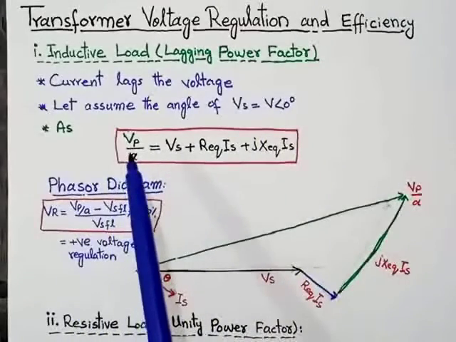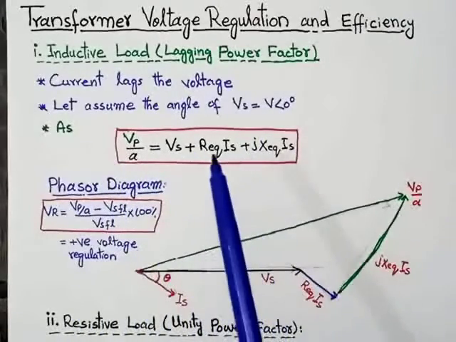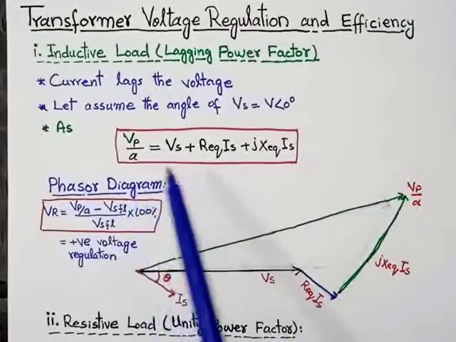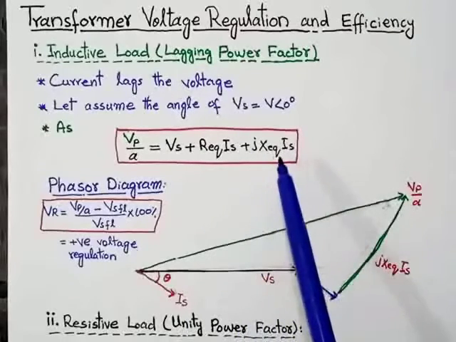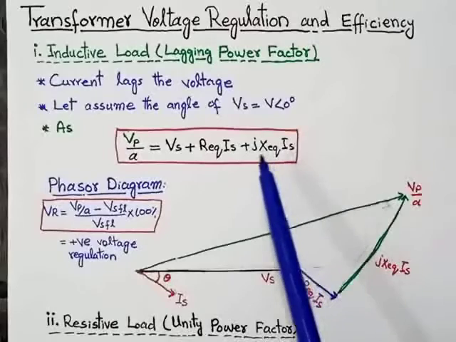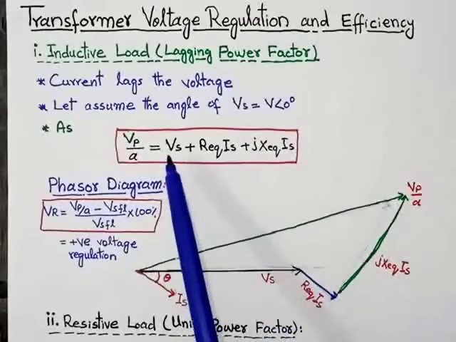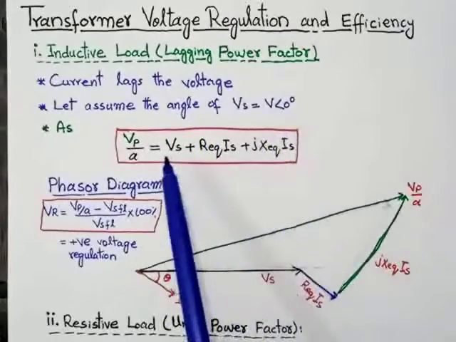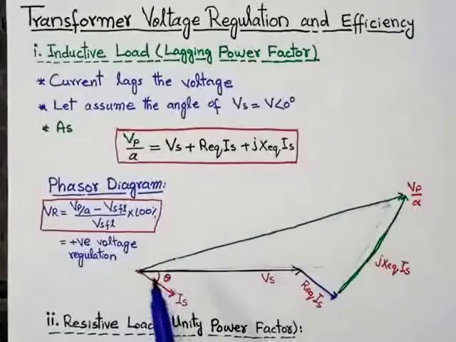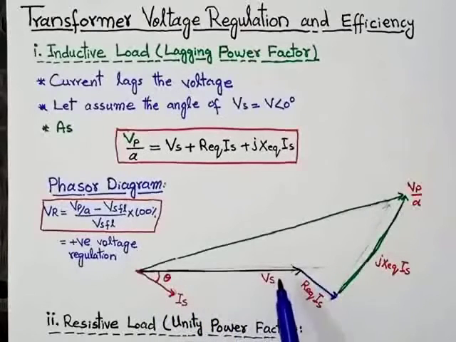As we know, the equation of the equivalent circuit, as we have already discussed, Vp over A is equal to Vs plus R equivalent into Is plus Jx equivalent into Is. So, as we know, the angle of secondary voltage, we assume that is 0 degree. So first of all, we will draw the secondary voltage. As we know, on the x-axis, the angle is 0 degree. So that's why we draw the secondary voltage on the x-axis. So this is the secondary voltage.